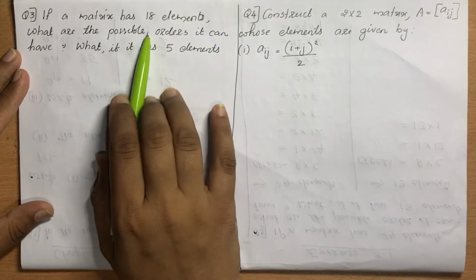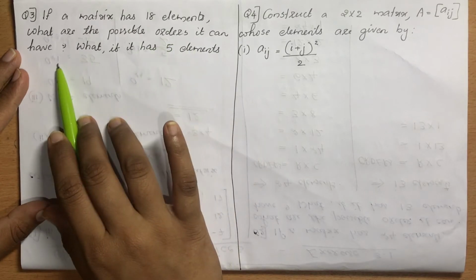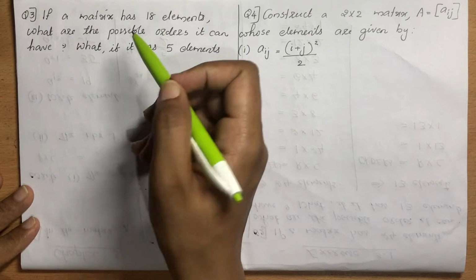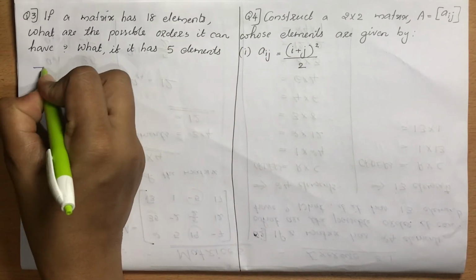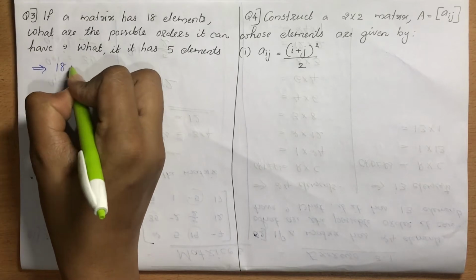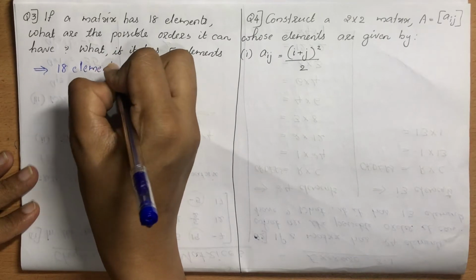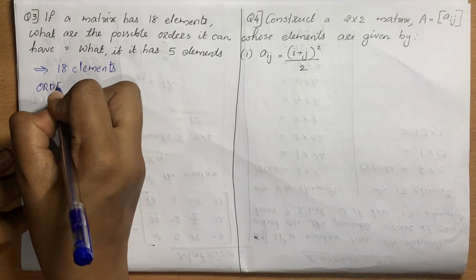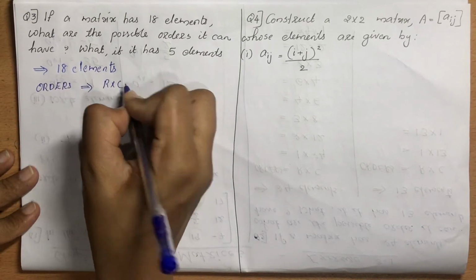Question number 3. If a matrix has 18 elements, what are the possible orders it can have? What if it has 5 elements? So if a matrix has 18 elements, we need to find the order. The first case is the matrix has 18 elements. We need to write the order. Orders means what? Row by column is the order, right?